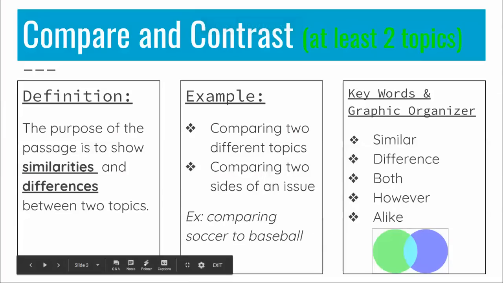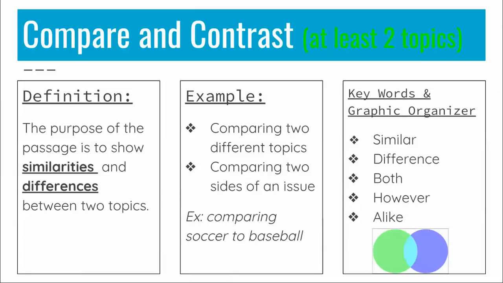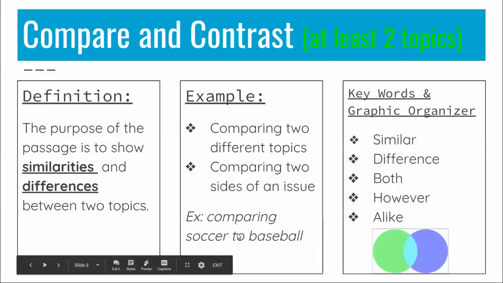Our first topic is compare contrast. In a compare contrast piece of text, the purpose of the passage is to show similarities and differences between two topics. Remember, if I go too fast, you're welcome to stop the video and go back. Examples might be comparing two different topics, comparing two different sides of an issue. For example, comparing soccer to baseball.